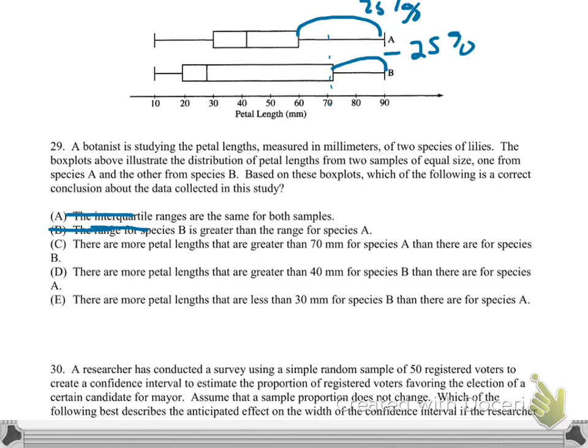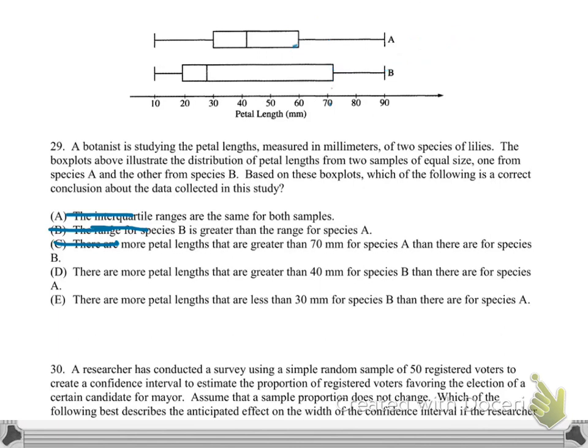So they say here there are more petal lengths greater than 70 for species A. But do you see that that's not true? Because here, if this takes 25, this might be 20% for A. Or it might be 18% for A. But it's less than 25 because 25 happens here. So it's not C. Okay, so now let's erase this and we'll go to the next guy.